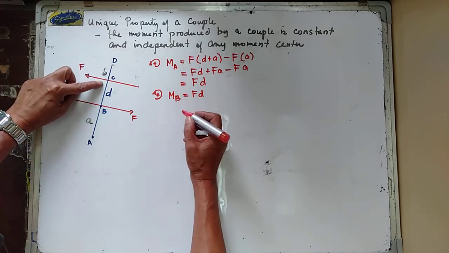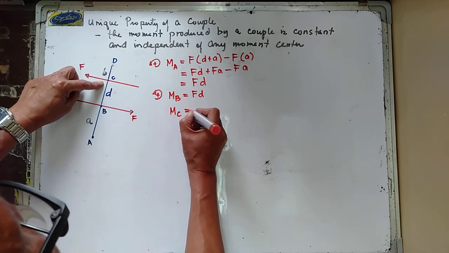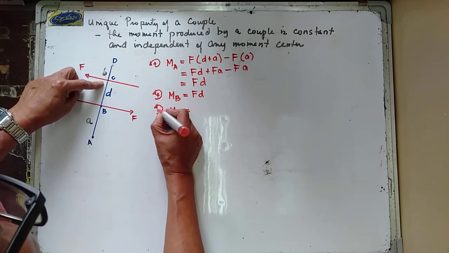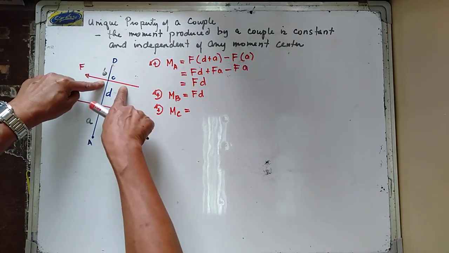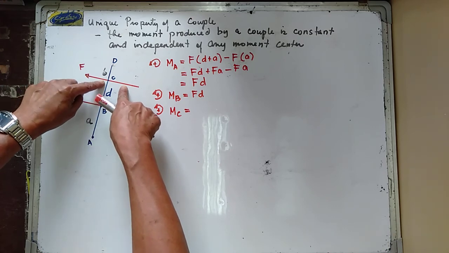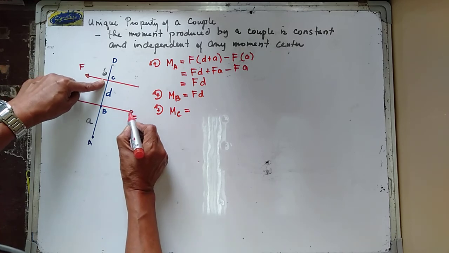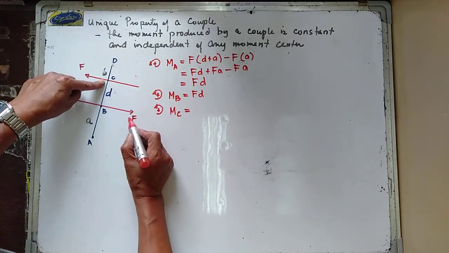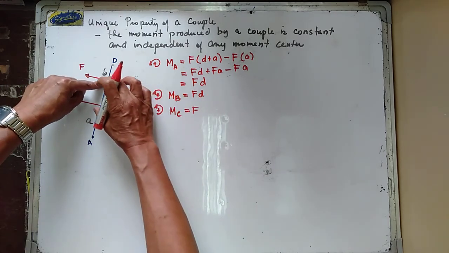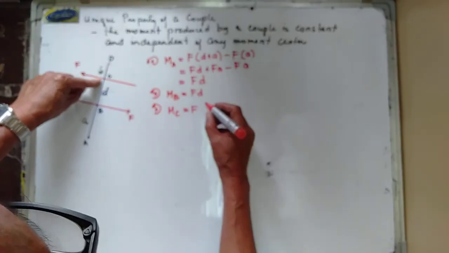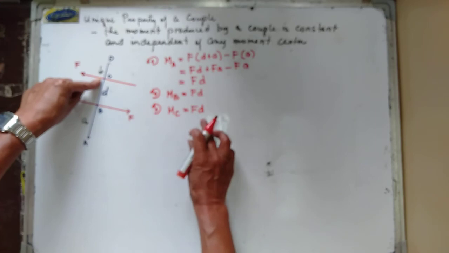Now, let us try to get the moment of the couple about point C. Still, counterclockwise moment positive. So this force in here has no moment again because it passes through point C. So this second force is now going counterclockwise, and this is equal to F, and the perpendicular distance between the lines of action is still equal to D.